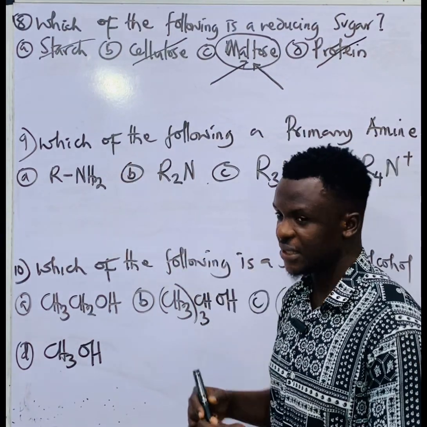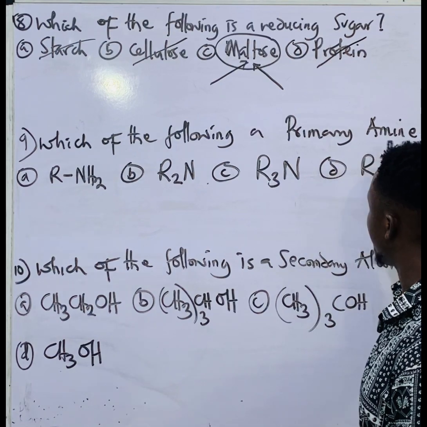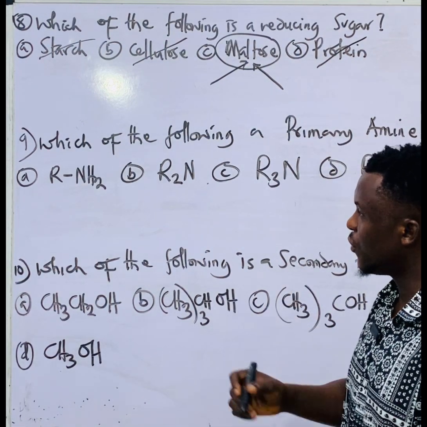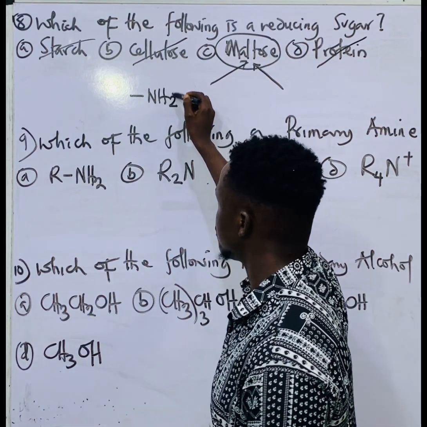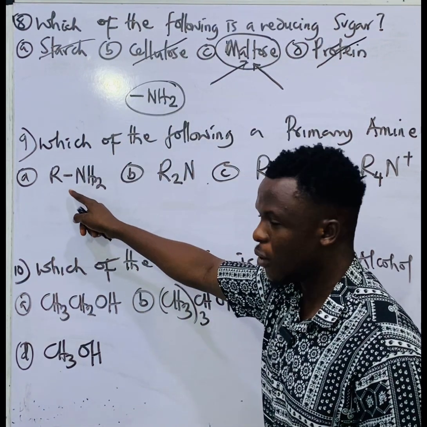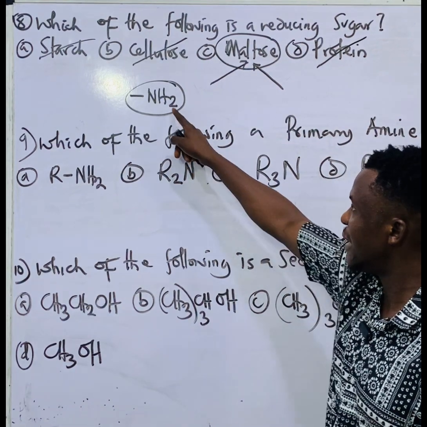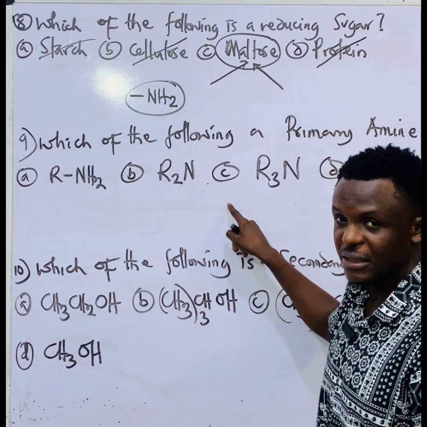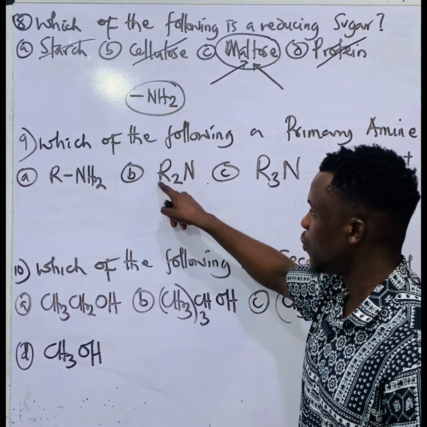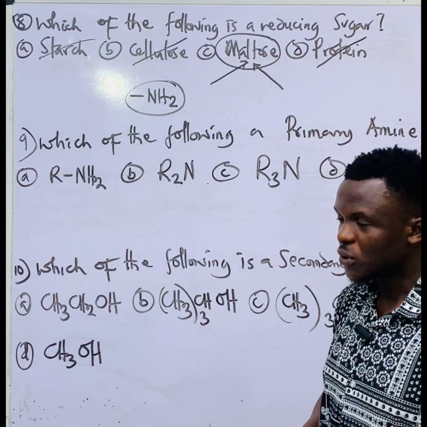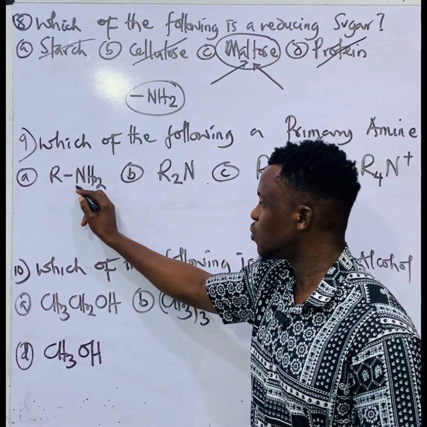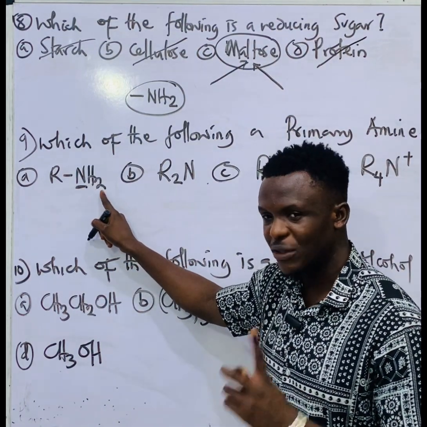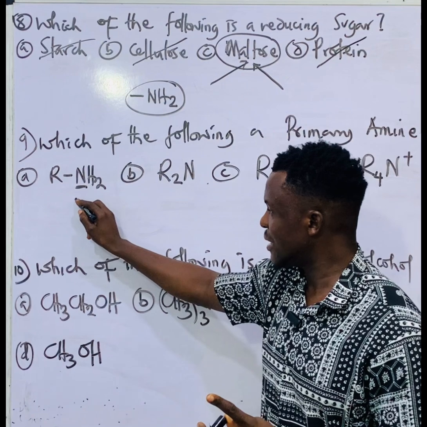Now the next question says, which of the following is a primary amine? If you could recall, earlier I told us that the functional group for amines is NH2. But as you're moving from option A to B, the H is reducing. That means we are replacing this H with R. So basically, class, primary amines are basically a case where this nitrogen is having two hydrogens. So this is a primary amine.